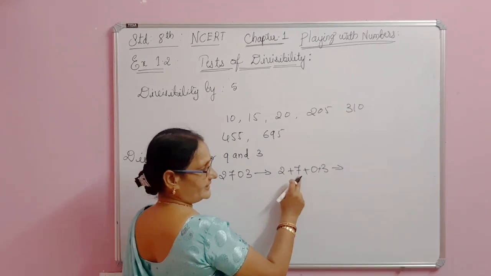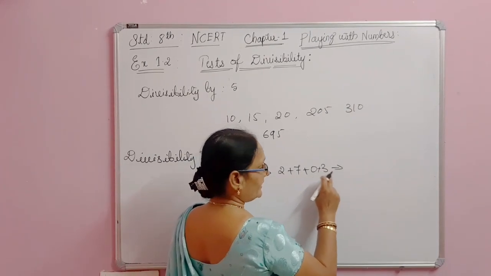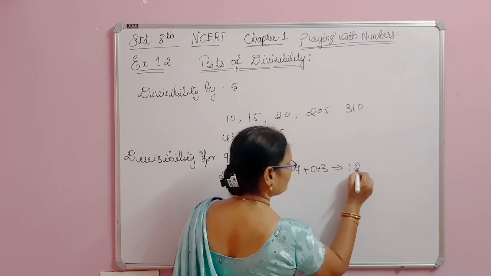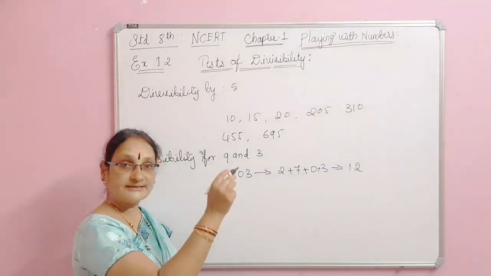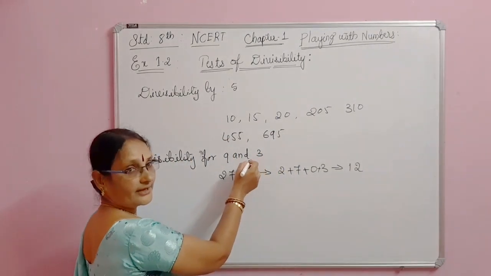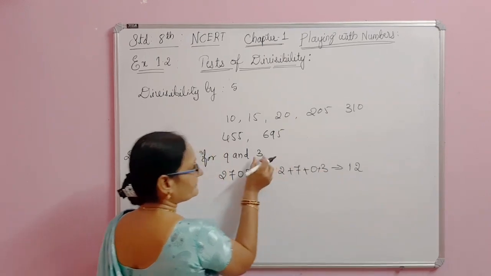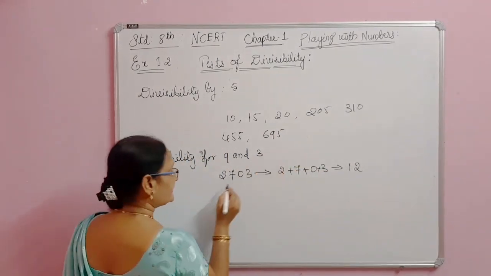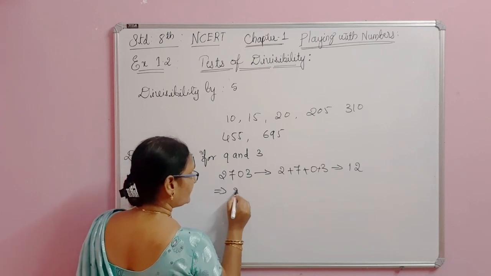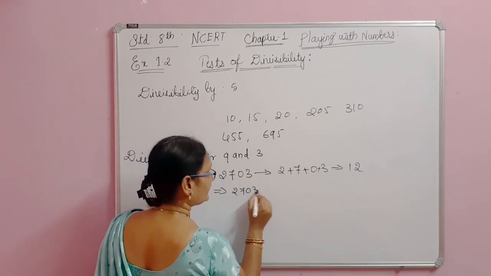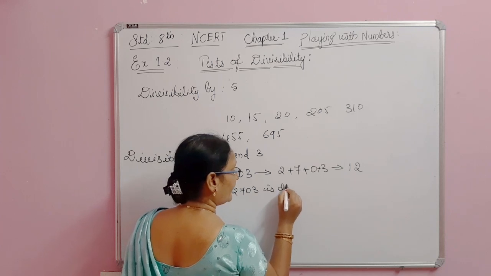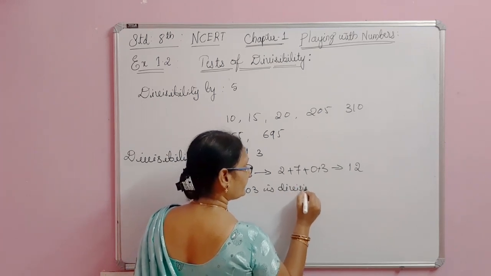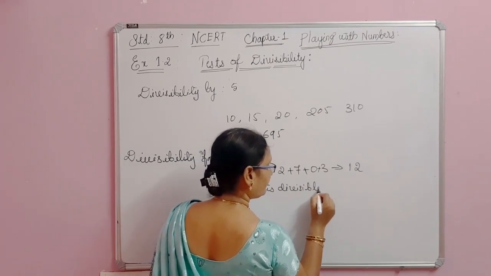On adding, see what we have got. 2 plus 7 is 9. 9 plus 0 is 9. 9 plus 3 is 12. 12 is divisible by 3. That means 12 is in the 3 table. 3 fours are 12. That means 12 is divisible by 3. This implies that 2703 is divisible by 3.